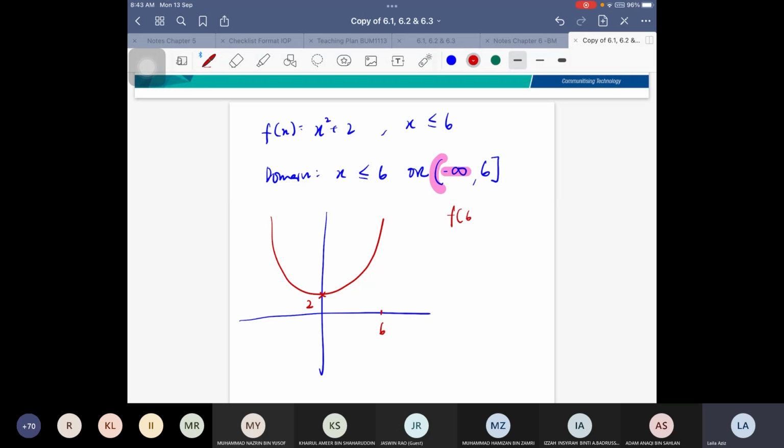So kalau I ganti f of 6, kita akan dapat 6 square tambah 2. So that is going to be a value of 38. So maknanya kat sini somewhere over here. So ni nilai dia adalah bersamaan dengan 38.